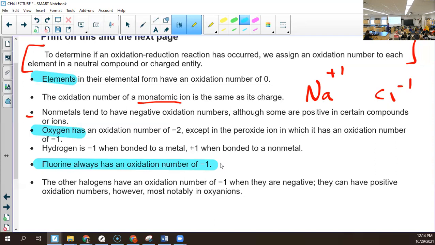Okay, here we go. The other halogens have an oxidation of -1 when they are negative. They can have positive oxidations, however, most notably with oxyanions. We just learned fluorine wins all fights. Based on this sentence, who wins every other fight?